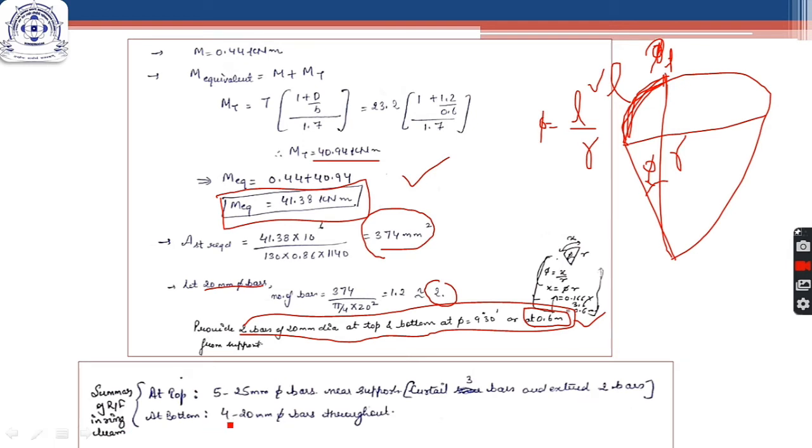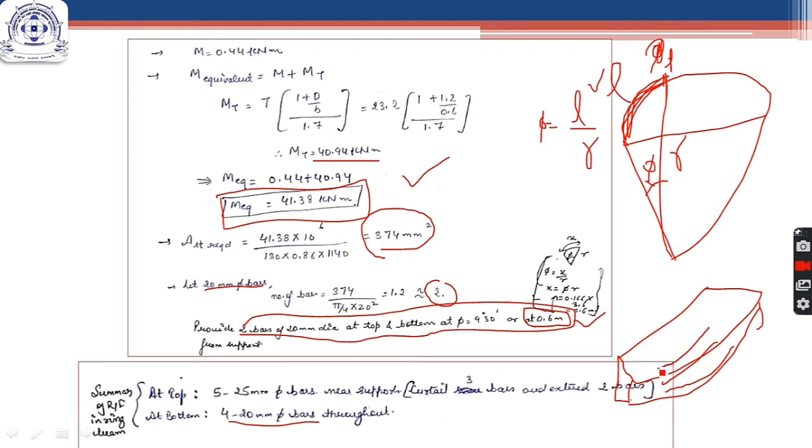Now at the bottom we have 4 20 mm dia bars at the mid span. Okay, so similarly, if this is your beam, in the bottom portion we require 4 bars near the mid span only.